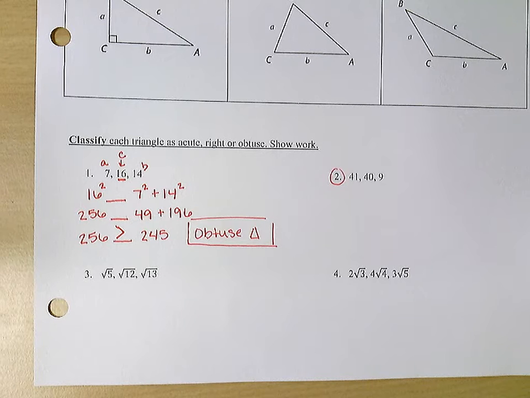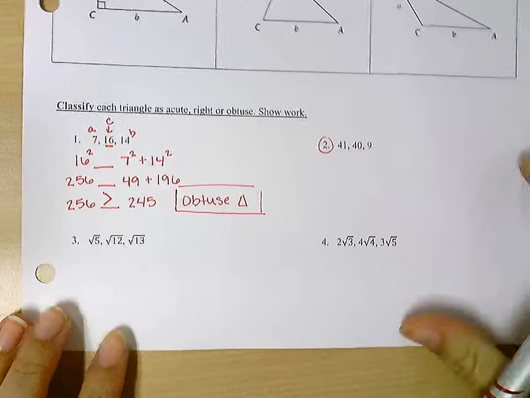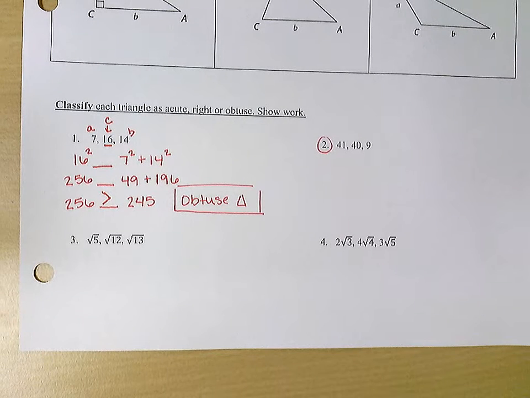Let it go. Just do number 2. I already did. Okay, good. It's 1681 equals 1681. All right, so we're going to keep going here, which is a right triangle.